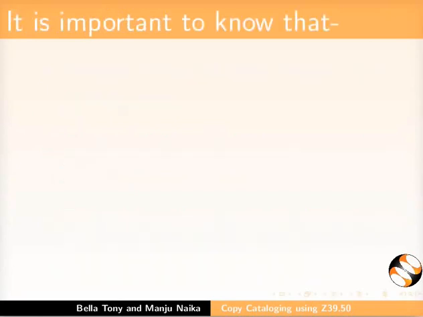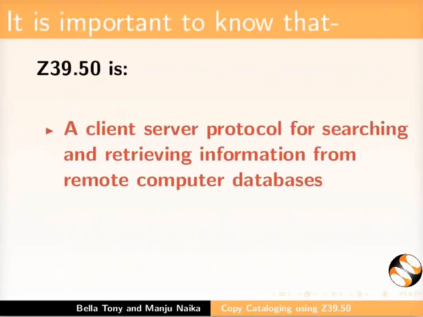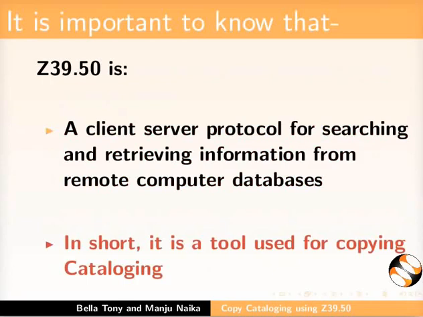So what is Z39.50? Z39.50 is a client-server protocol for searching and retrieving information from remote computer databases. In short, it is a tool used for copy cataloging.